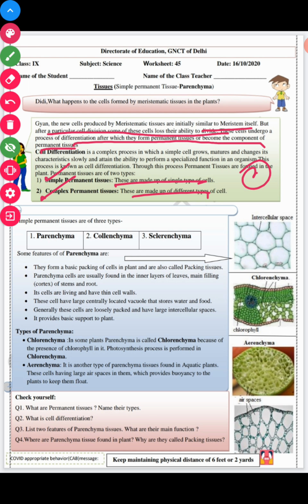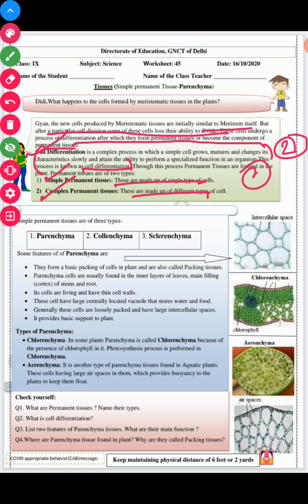What is cell differentiation? This is the answer of your second question. This is cell differentiation. It's a complex process in which simple cells grow, mature, change their characteristics slowly and attain the ability to perform specialized functions in an organism. This process is known as cell differentiation. Till here you can write.